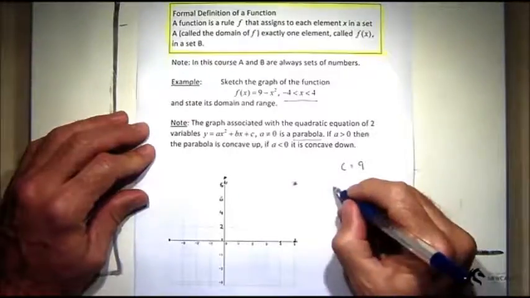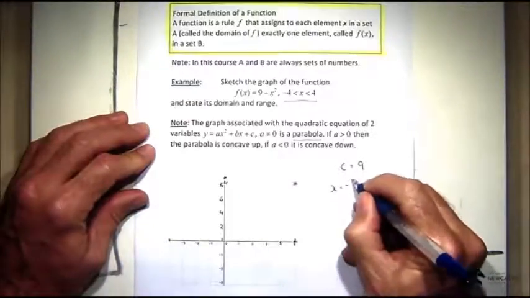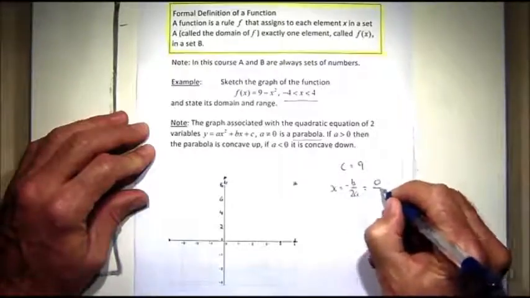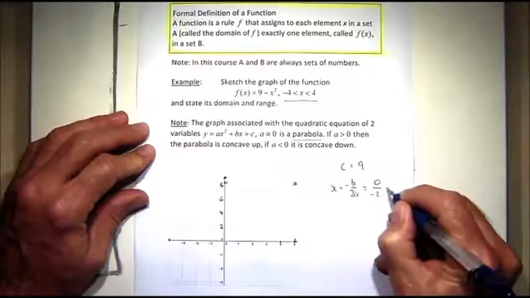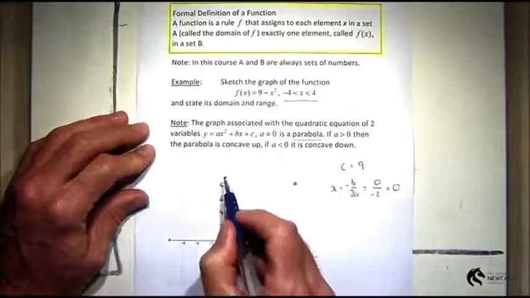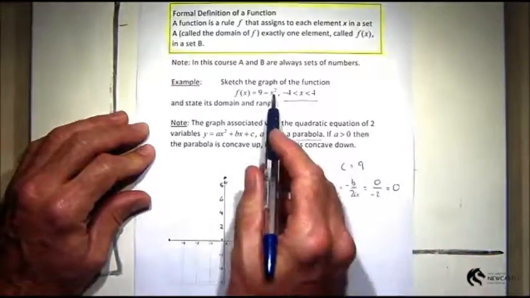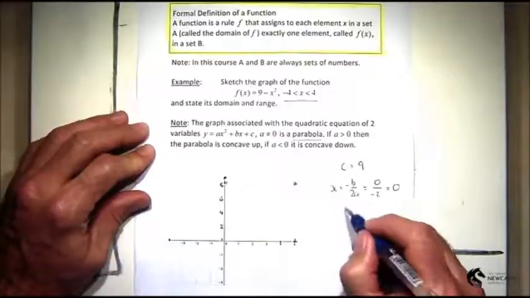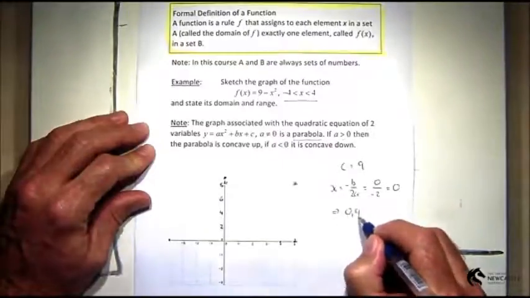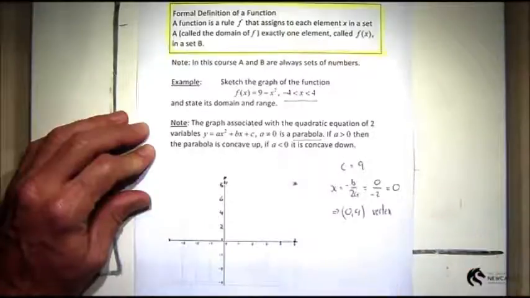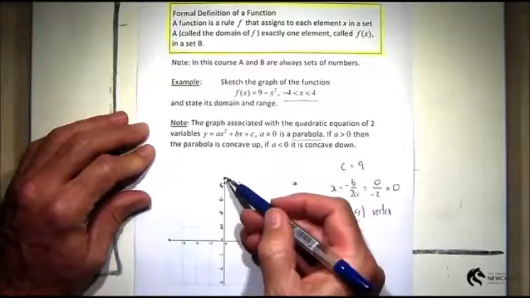Now, the x value of the vertex is negative b on 2a. And in this case, that was 0 on -2, so that's 0. So in fact, that point is the vertex in this case. So when x is 0, we can see y is 9. That tells me that 0, 9 is the vertex. It goes that way around, it's concave down, it turns around at 0, 9.